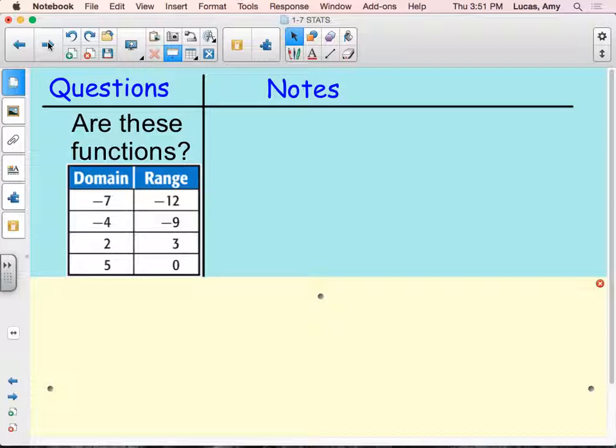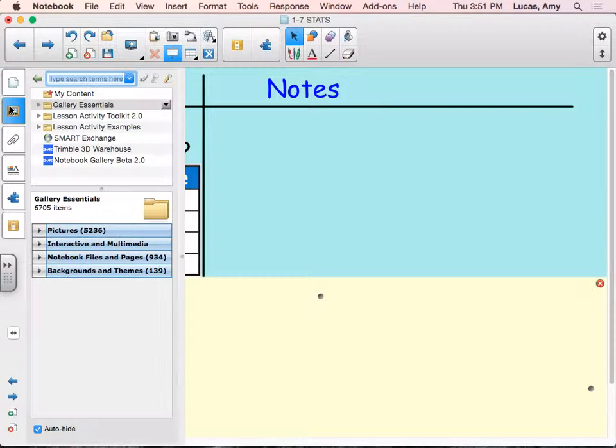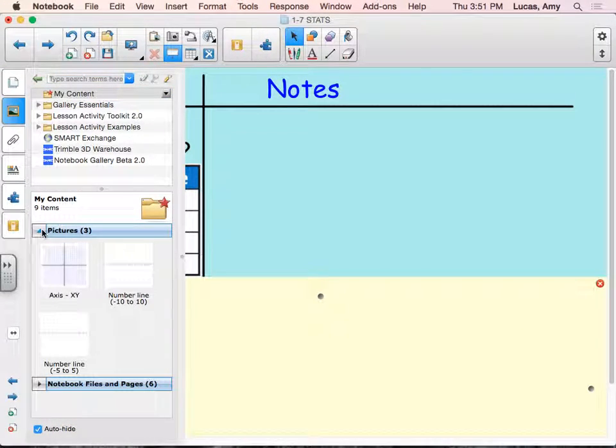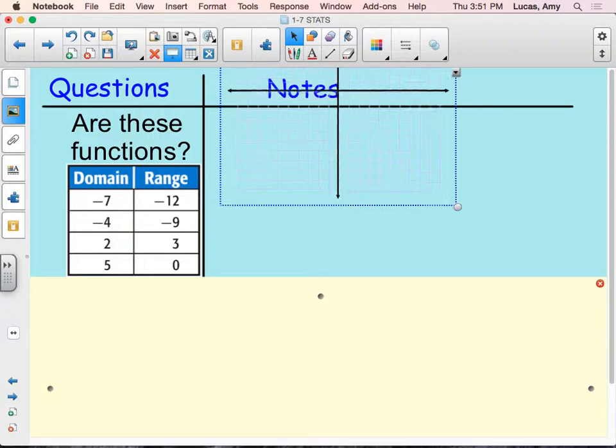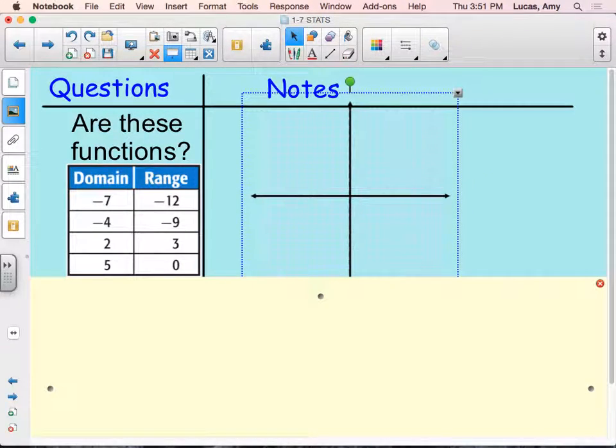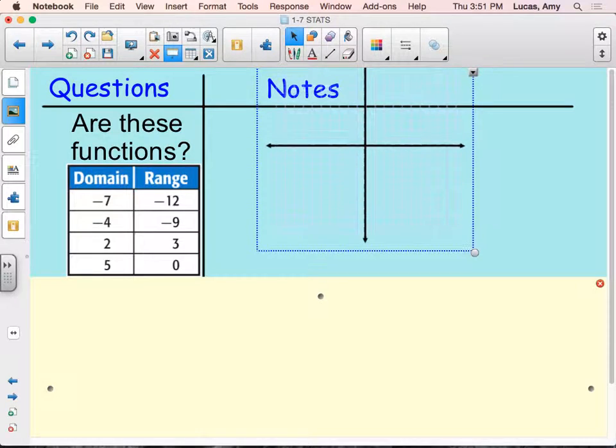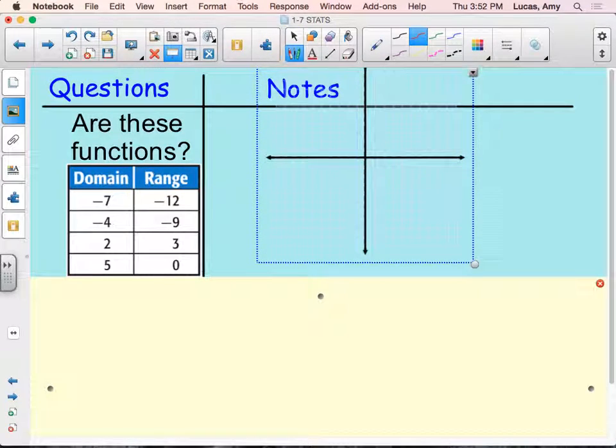Okay, now let's talk about tables. What I'm actually going to do for this one is graph it just so that you can see where we're coming from here. So we've got -7, -12. -12 would be like about here. So my graph goes to 10. -4, -9 is about here. 2, 3, and 5, 0.